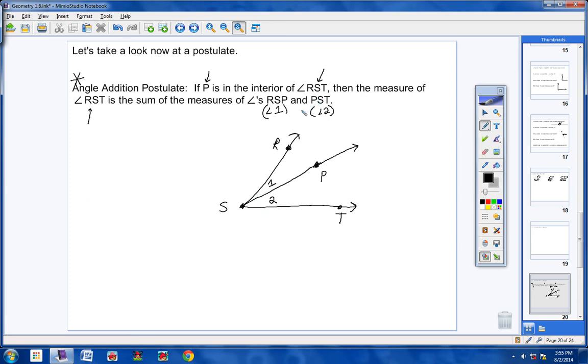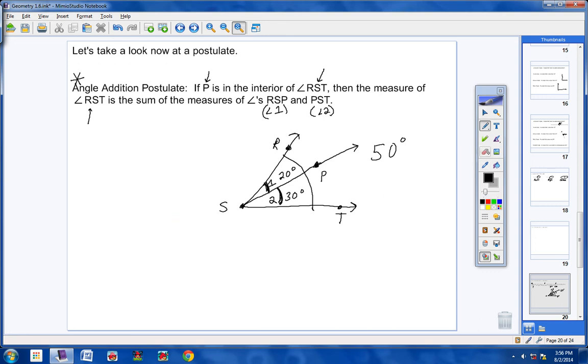Well, students, that really should make sense. I mean, think about it. Let's pretend this angle right here, angle 1, is 20 degrees. Okay, just pretend. And let's pretend this angle here is, I don't know, 30 degrees. If from here to here is 20 degrees and from here to here is 30 degrees, then this whole angle across has to be what? 50 degrees. Doesn't that make sense?